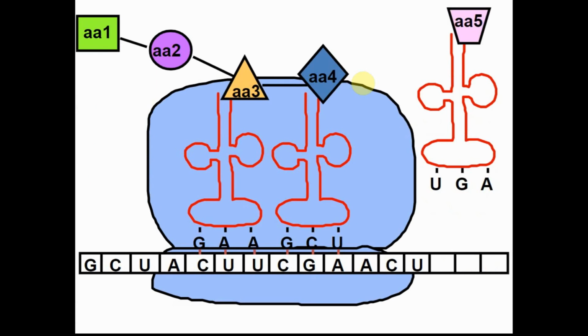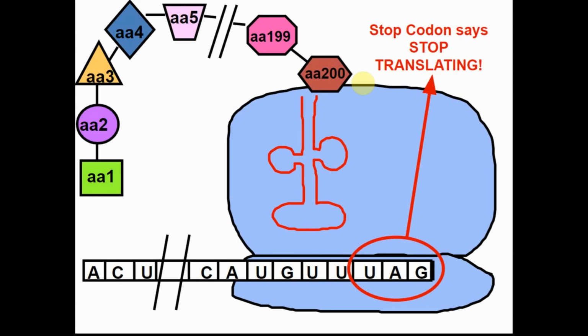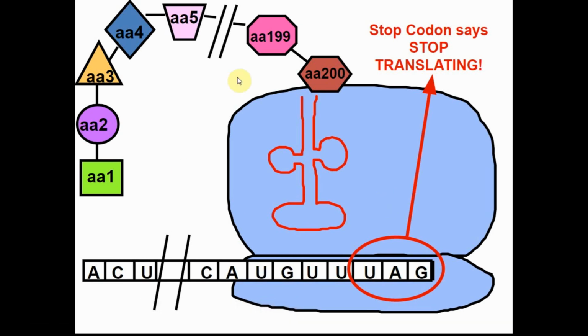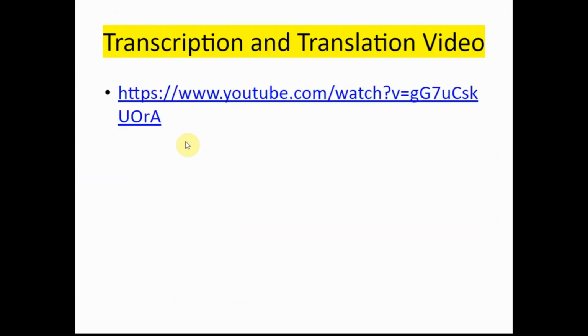This process continues until we reach something called a stop codon. And this sequence in mRNA doesn't match with any tRNA anticodon. So at this point, the polypeptide is done.